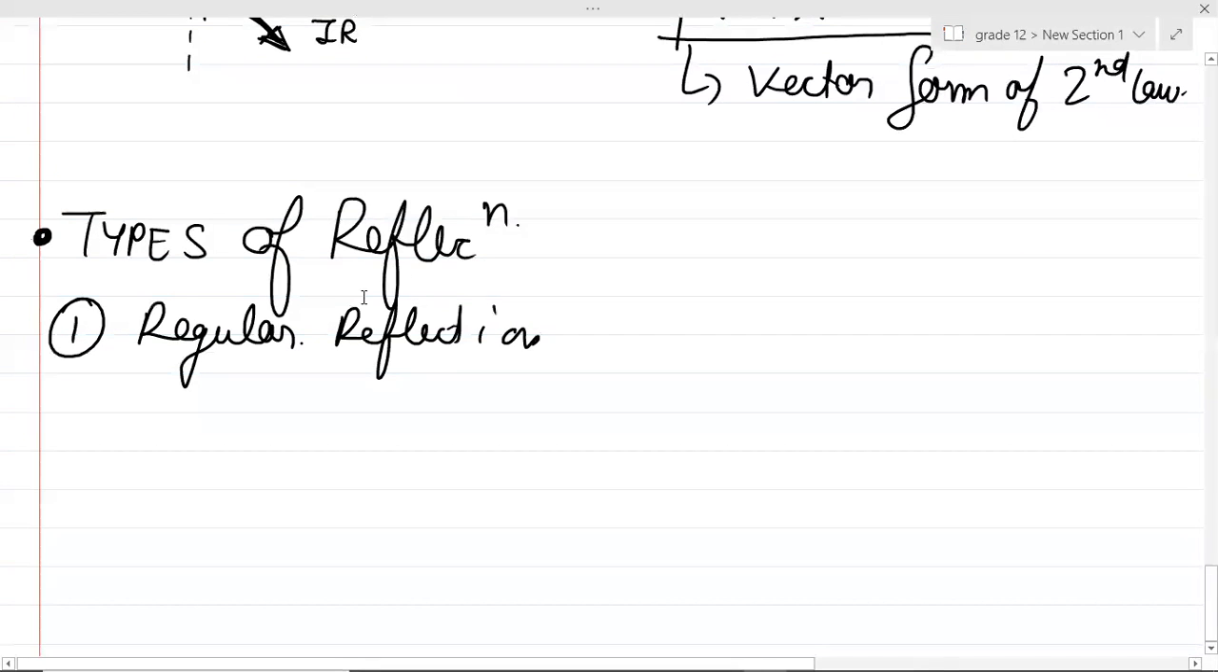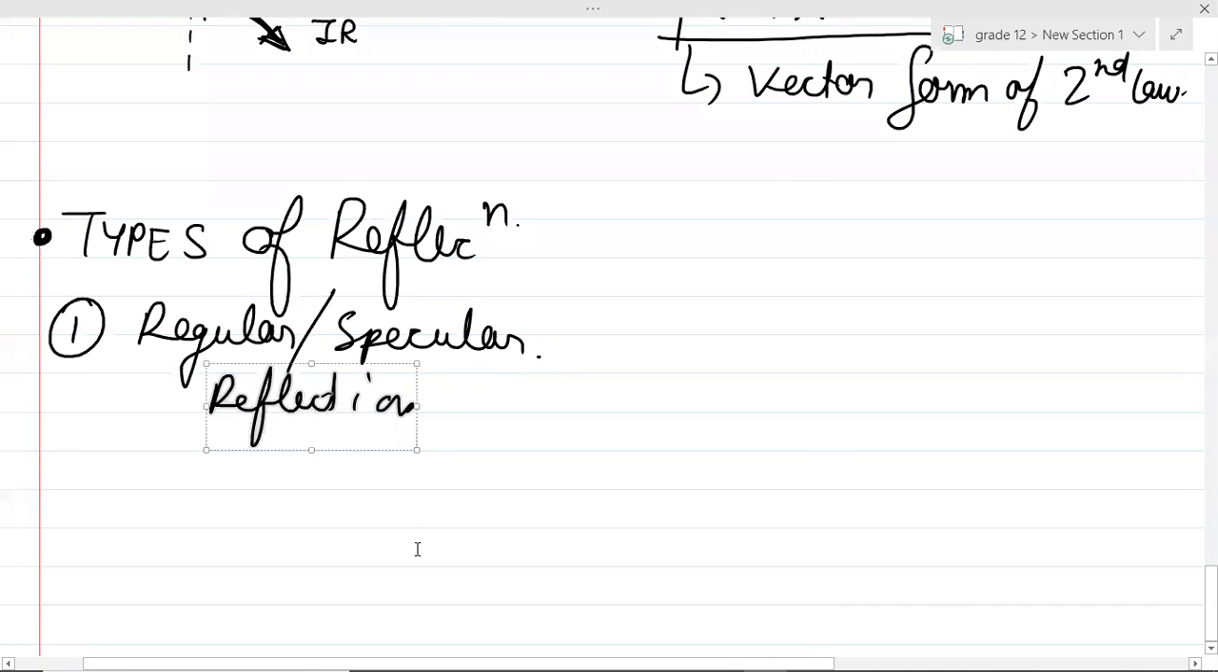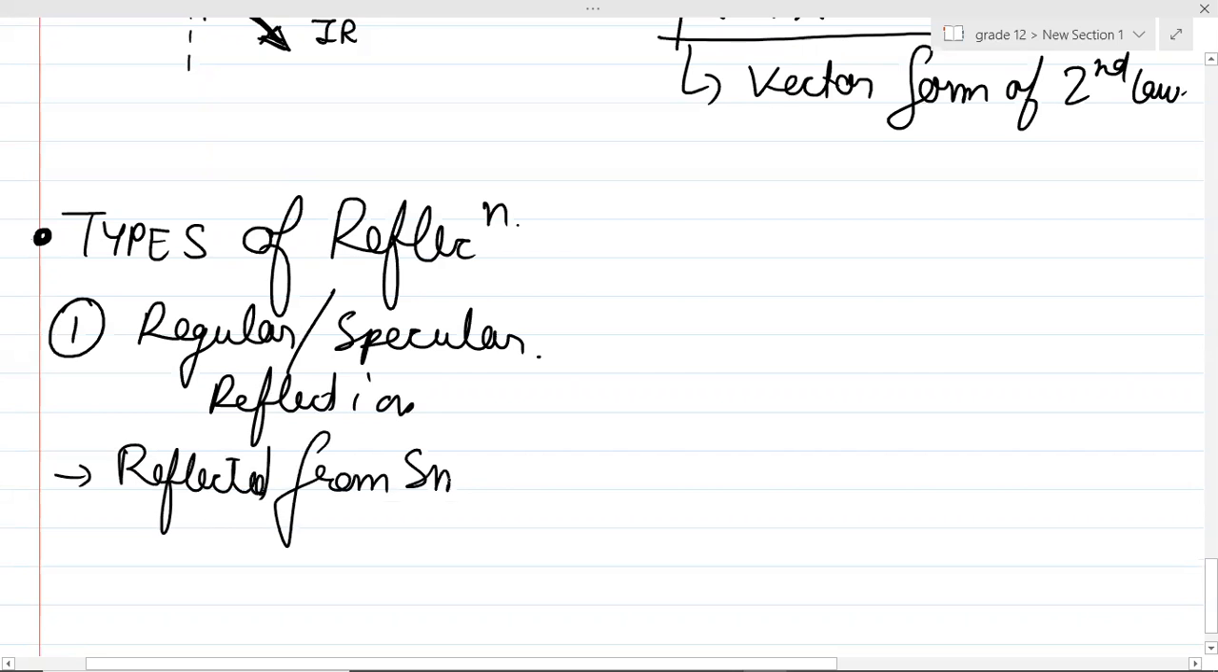When light is reflected from a smooth surface. Exactly. Regular or specular reflection is when light is reflected from a smooth surface. Light reflected from a smooth surface. So I think you might have drawn the diagrams for this. You also might have studied it in grade 10.